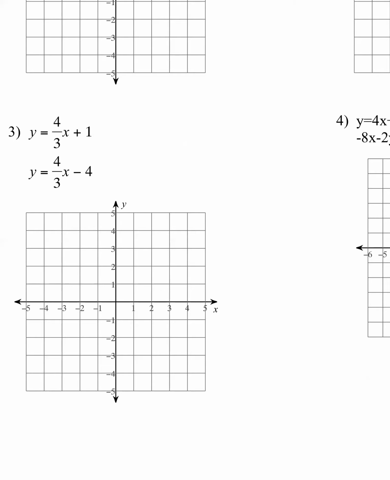The top one starts at +1, and then that one would go up 4/3. So let's go up 4/3. I'm also going to go down 4, back 3, just to have this other point. Okay, create my line through those as best I can, and then I will switch to blue for the other one. And that one's going to start at -4 and then go up 4/3.